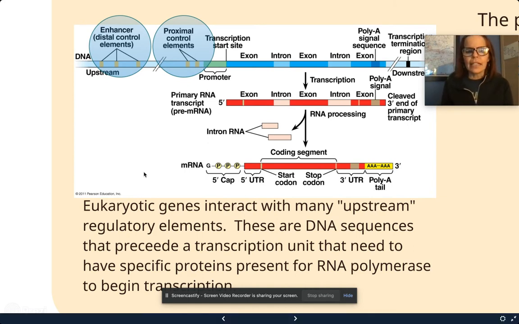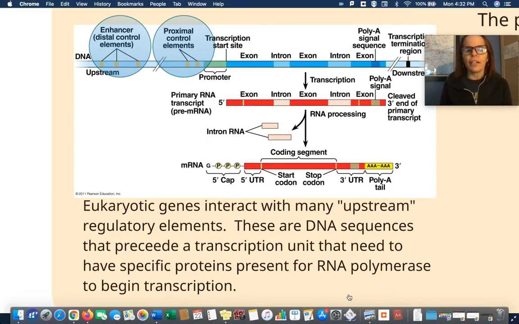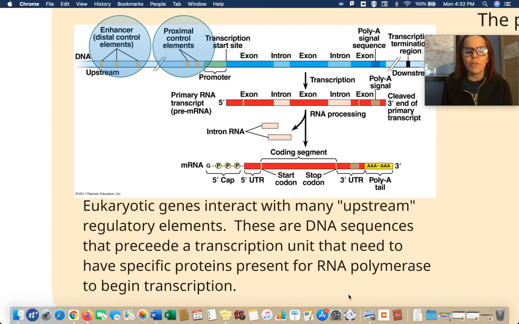So it says these are DNA sequences that precede a transcription unit that need to have specific proteins present for RNA polymerase to begin transcription. So just taking a look at this, this is the DNA here. Here's the promoter, which tells the RNA polymerase this is where you begin. And the beginning of transcription starts here.